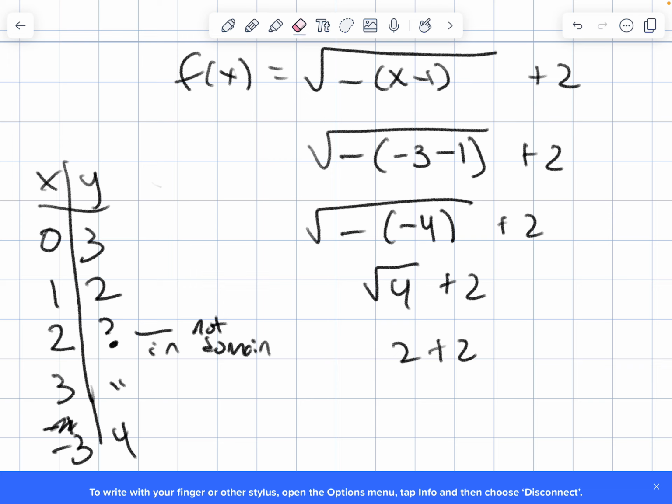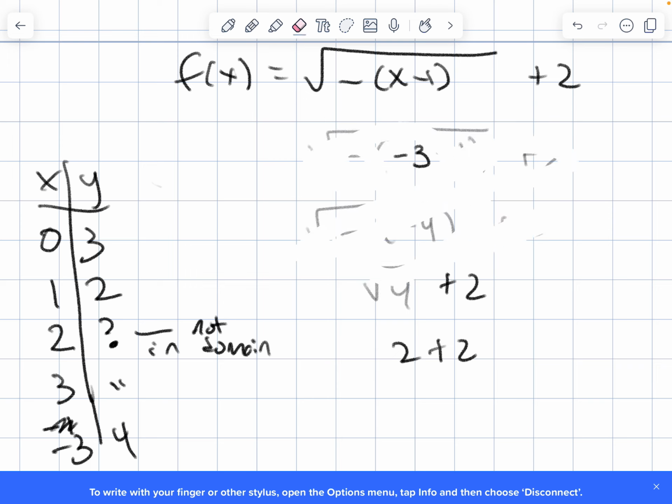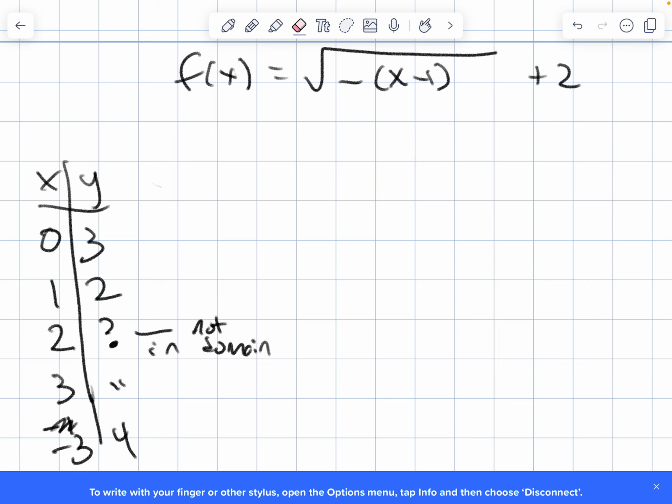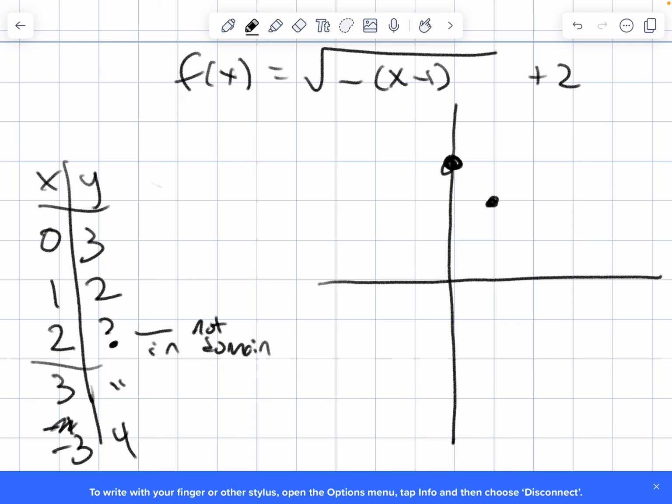And let's go ahead and graph this. And when we graph it, what's that going to look like? We have the point 0, 3. X is 0, y is 3. We have the point 1, 2. X is 1, y is 2. We have the point 2, oh, just kidding. We can't do that. That's not in the domain. 3, same thing, not in domain. But we have -3, 4. So -1, -2, -3, 1, 2, 3, 4. And we have it coming like this.